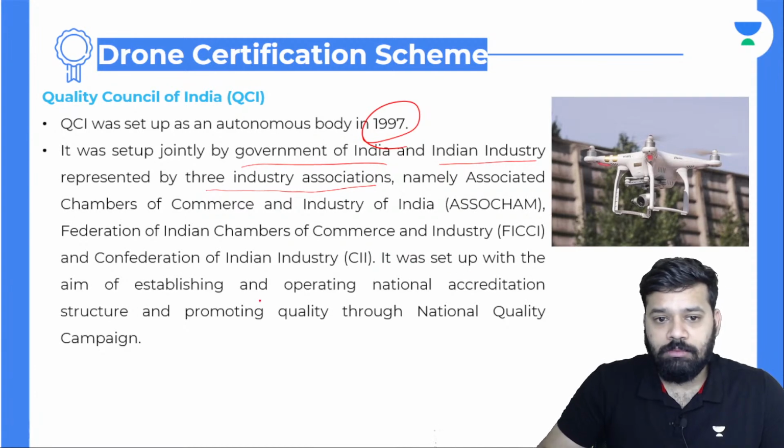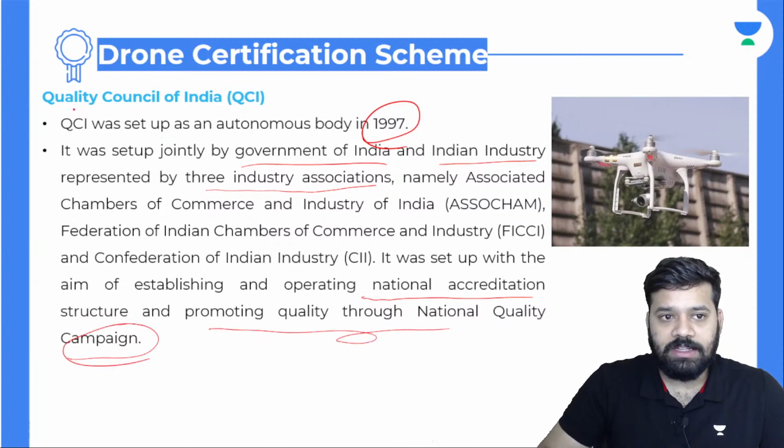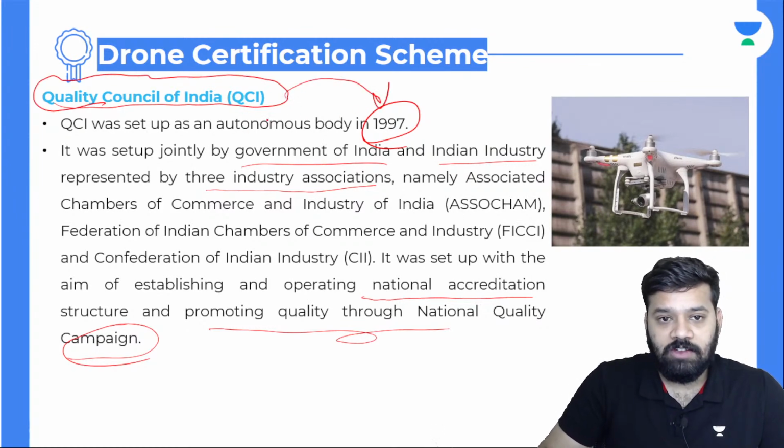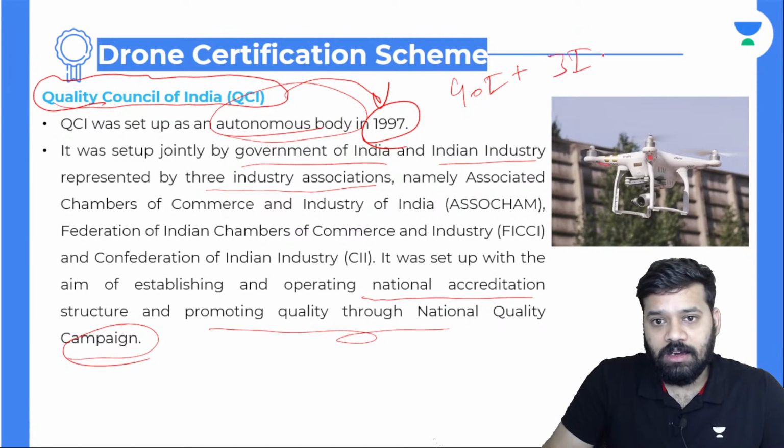It was set up with the aim of establishing and operating national accreditation structure and promoting quality through national quality campaigns. So that was the idea behind establishment of Quality Council of India in 1997, which is an autonomous body set up jointly by Government of India plus three Indian Industry Associations.